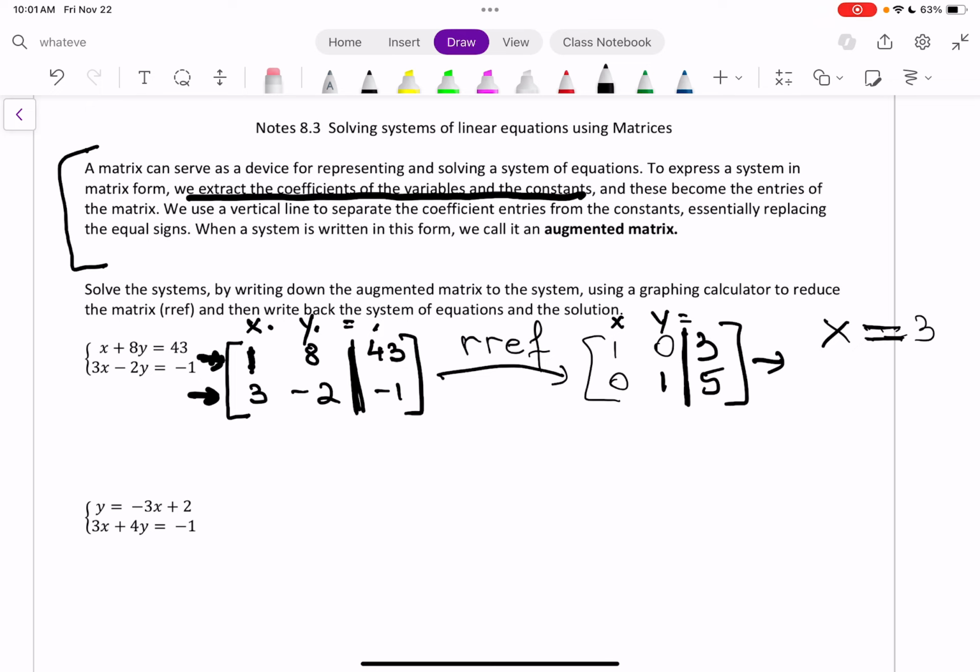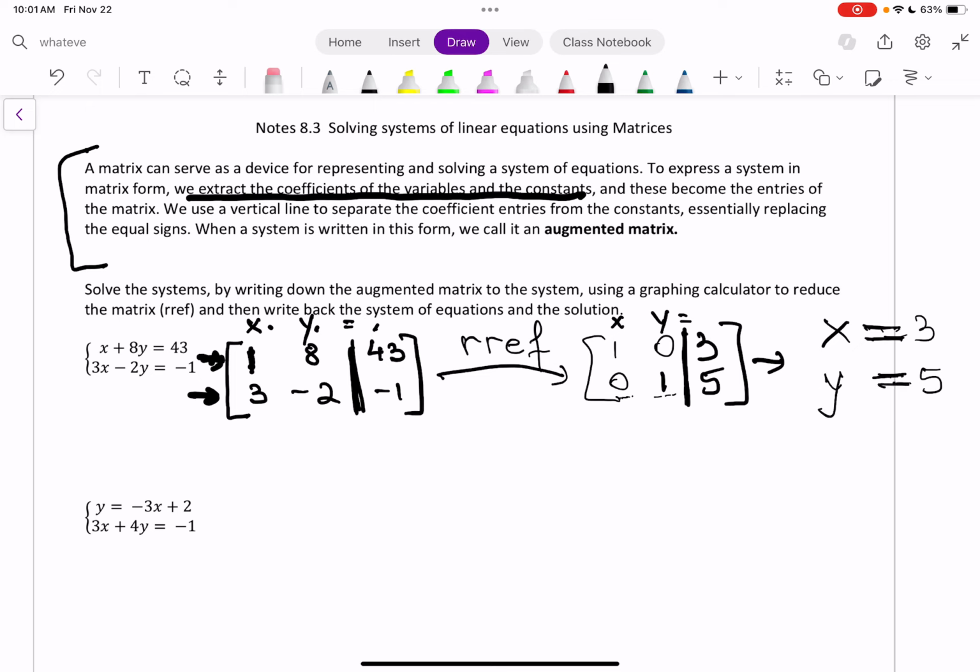Oh, there's my answer. The second equation says 0x plus 1y, right? That's the coefficient of x, that's 0. That's the coefficient of y, that's 1. There's the equal sign, equals to 5. Well, same thing, 0x is 0 plus 1y, that just makes it y.